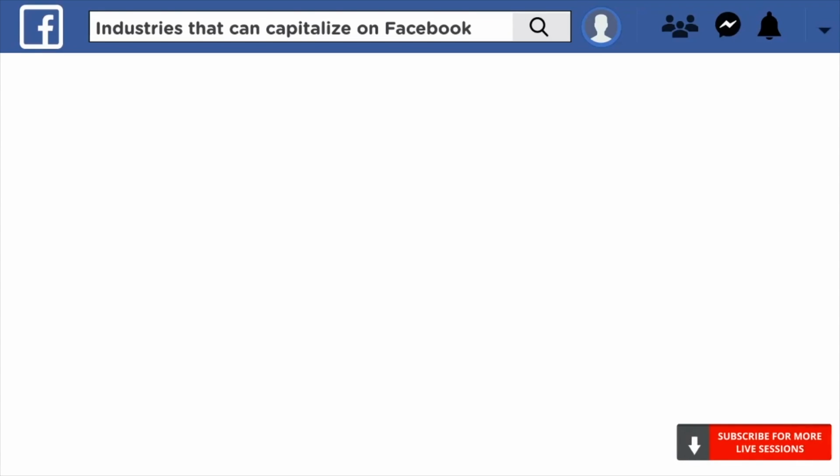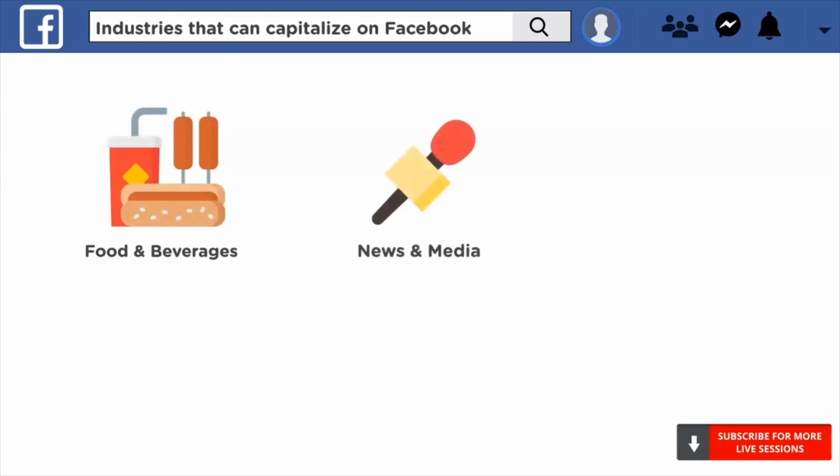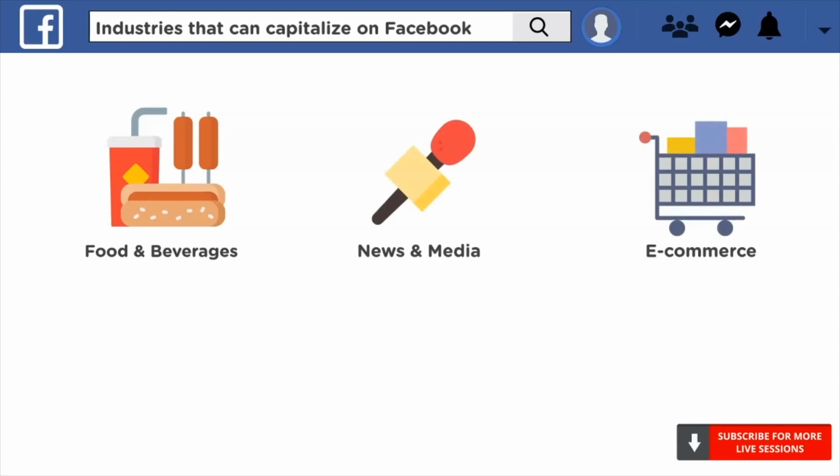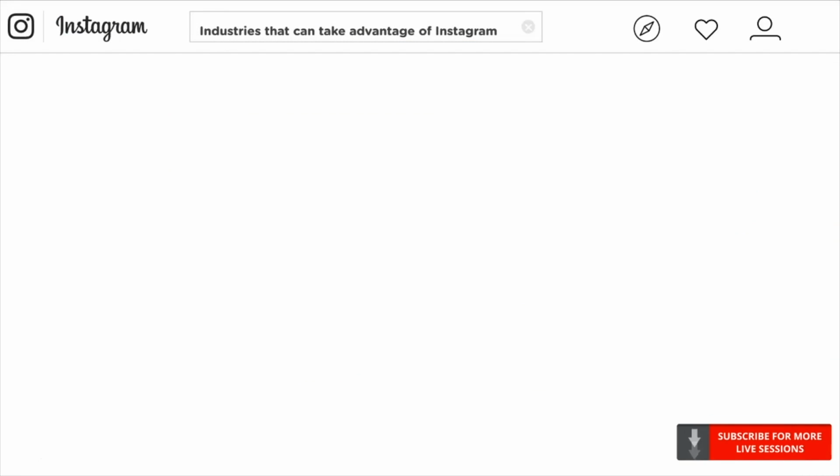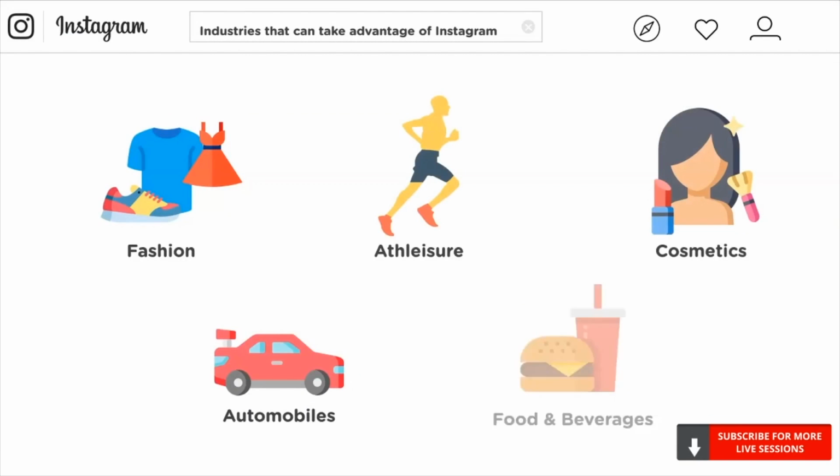So let's have a look at some industries that can capitalize on Facebook. Food and beverage companies, news and media, e-commerce, automobile, and packaged goods. Next time you're on Facebook, take a closer look at your feed. There's a good chance you'll see most of these industries' posts on it. Next up, Instagram. We have industries like fashion, athleisure, cosmetics, automobiles, and food and beverages. I can guarantee that if you take a closer look, you can find all these industries advertising on Instagram.